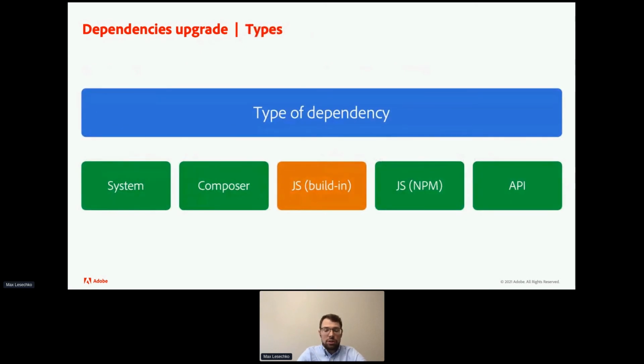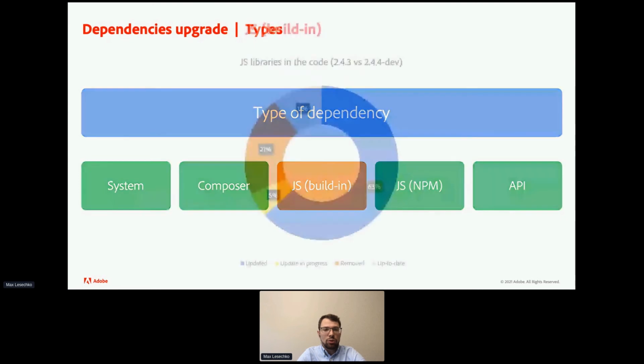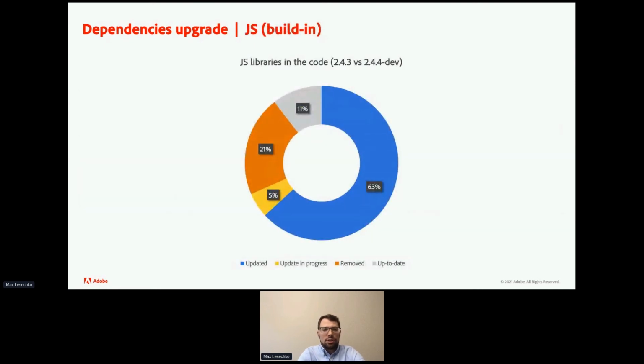The next type of dependencies I wanted to talk about is JavaScript built-in dependencies. What is it? It's JavaScript libraries built into the core code, so distributed with the core code. Here is a list of updated and removed dependencies. You can see more than 60% of the JavaScript dependencies were updated, and even 20% were removed. So what are they?